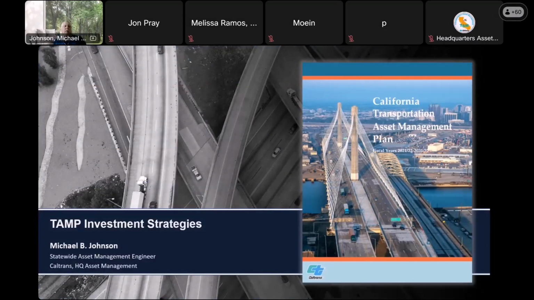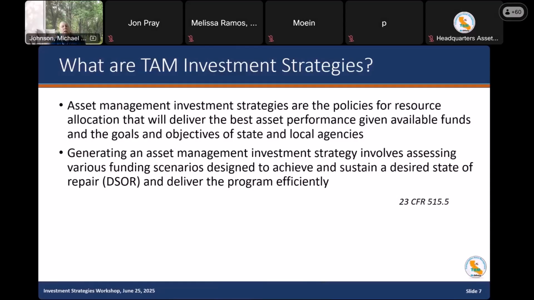Okay, so jumping into a little bit of the background on the investment strategies and what we have to accomplish. These are two of the federal regulations. These are in Title 23 of the Code of Federal Regulations, Section 515.5, for those that want to read on their own. But basically, it defines asset management investment strategies as policies for resource allocation that deliver the best asset performance given the available funds and the goals and objectives of the state and local agencies, all of you. As we look at generating our investment strategy, it's going to involve assessing various funding scenarios designed to achieve and sustain a desired state of repair. That is one of the tests that we have to pass in order for our asset management plan to be certified.